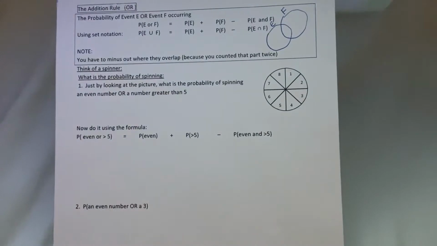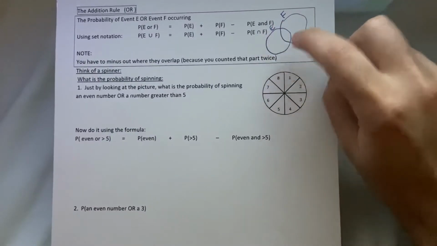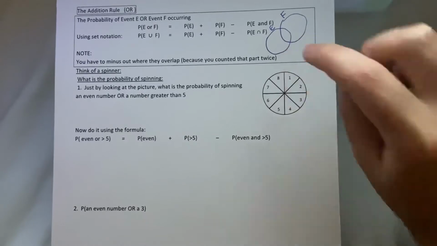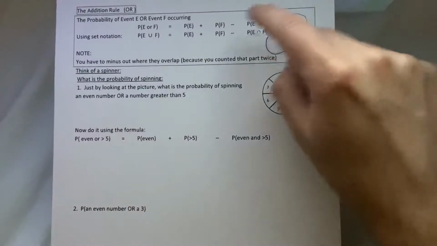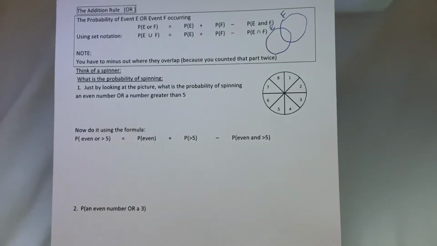If I'm looking for the probability of E or F, I count everything in E and I count everything in F. The middle gets counted twice because it's in both E and F, so it has to be subtracted off so that it only counts once. If you were looking for all the people who were male and college students, a male college student would not count twice, but if you counted all the males and all the college students, you would have counted them twice, so you need to subtract them off once.